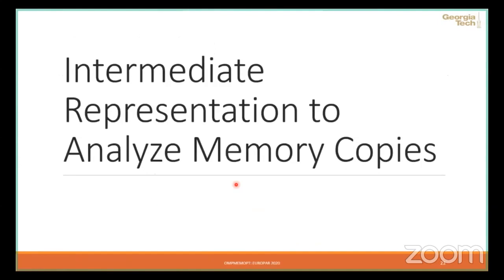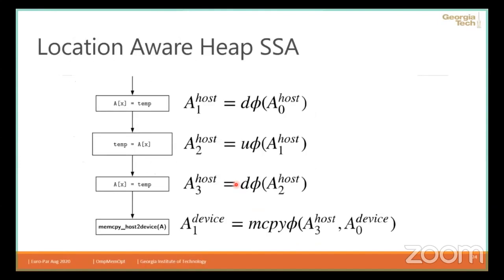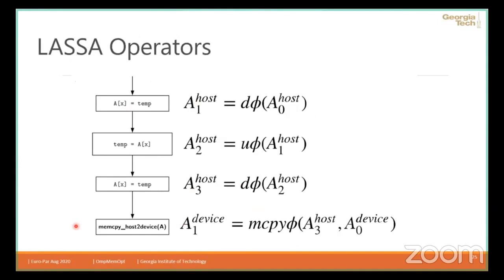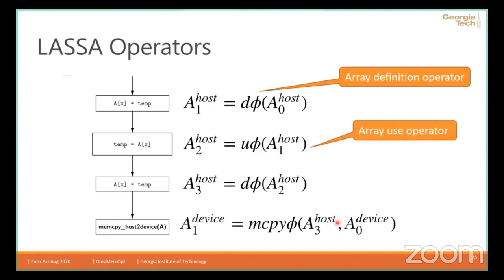So we developed an intermediate representation to detect redundancies in the memory copies. Our intermediate representation is called location aware heap SSA, and in this we represent the array reads and writes and memory copies. In this example, we are showing a sample LASSA for this sequence of instructions. Let's look at our LASSA operators. The first one is an array definition operator denoted by D phi. The second is an array use operator denoted by U phi, and the third is an array copy operator denoted by MCPY.